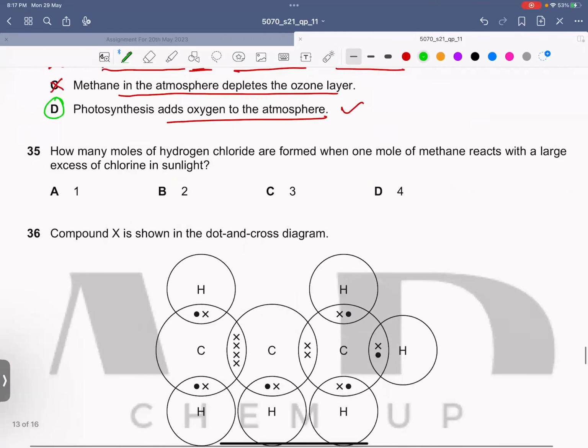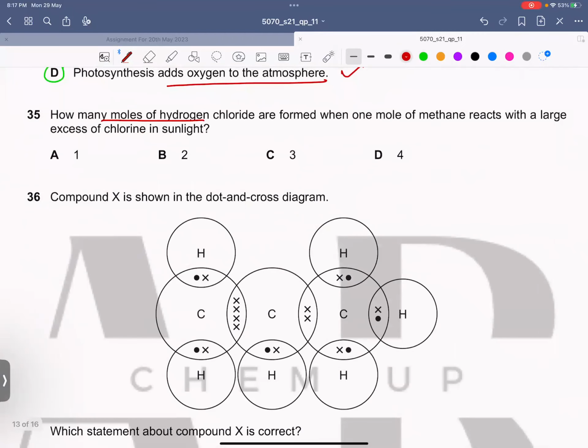Now question number 35. How many moles of hydrogen chloride are formed when 1 mole of methane reacts with a large excess of chlorine in sunlight? Who is going to answer me? I have made you write the net equation for this. They are saying large excess of chlorine. So if there is a large excess of chlorine, what would happen? All of the hydrogen is being displaced, and you will finally get CCl4.